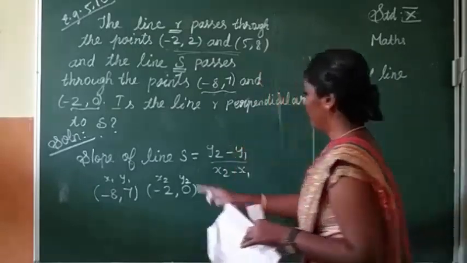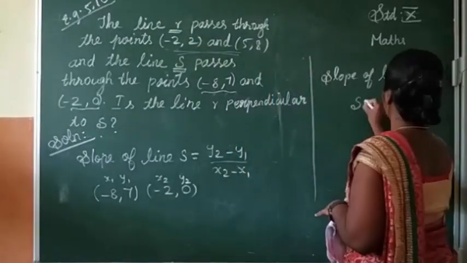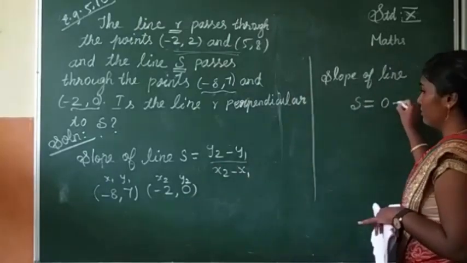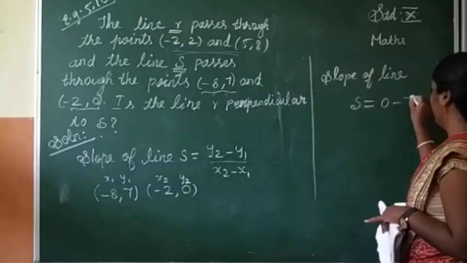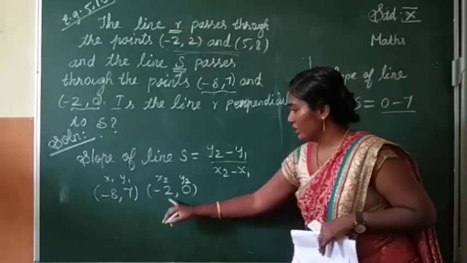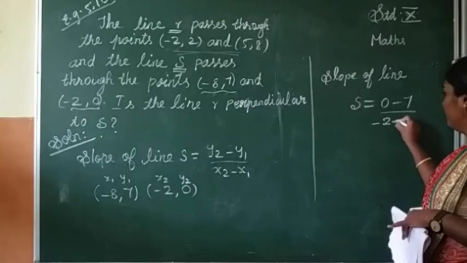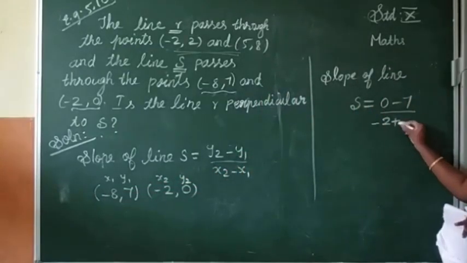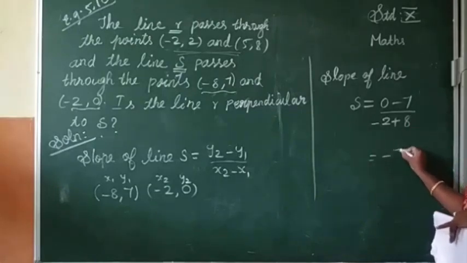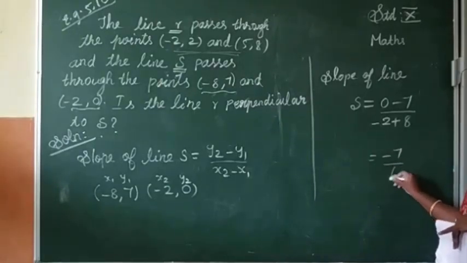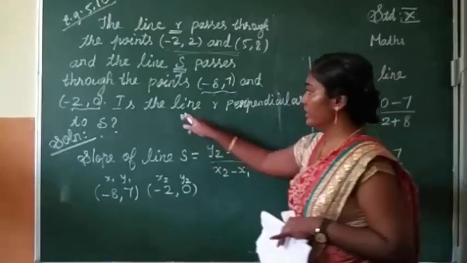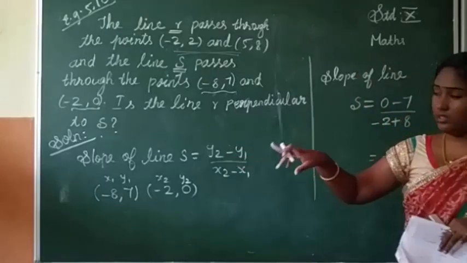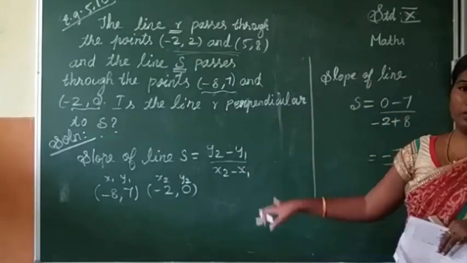Therefore, slope of line S is equal to, substitute the values in the formula: y2 value is 0 minus y1 value is 7, divided by x2 value is minus 2 minus x1 value is minus 8. Minus into minus is plus, so plus 8, which is equal to minus 7 divided by 6. Finally, they told us to find whether R is perpendicular to S or not.